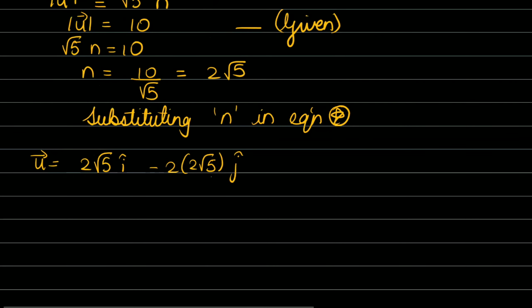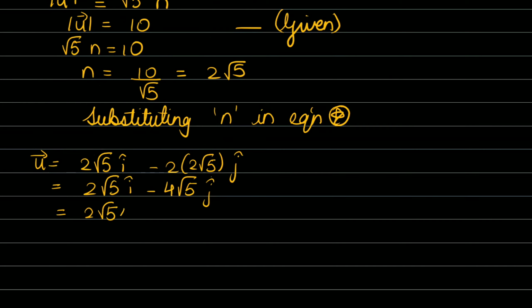After solving this, we get 2 root 5 i cap minus 4 root 5 j cap, and we multiply and divide by root 5. It is just for the adjustment. So multiplying and dividing by root 5, again multiply by root 5, divide by root 5. This is a step of adjustment.